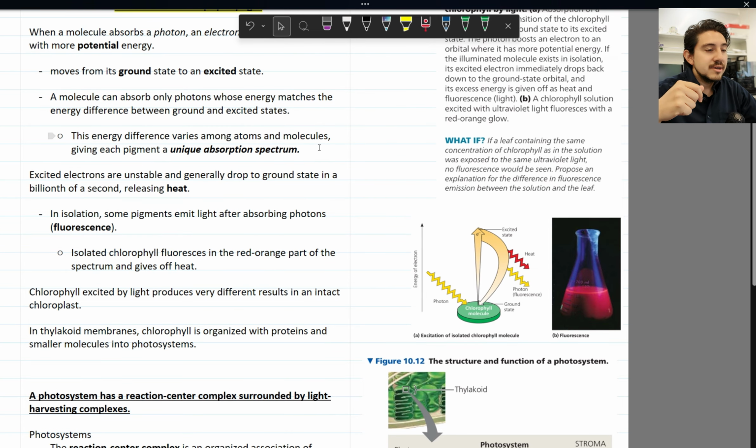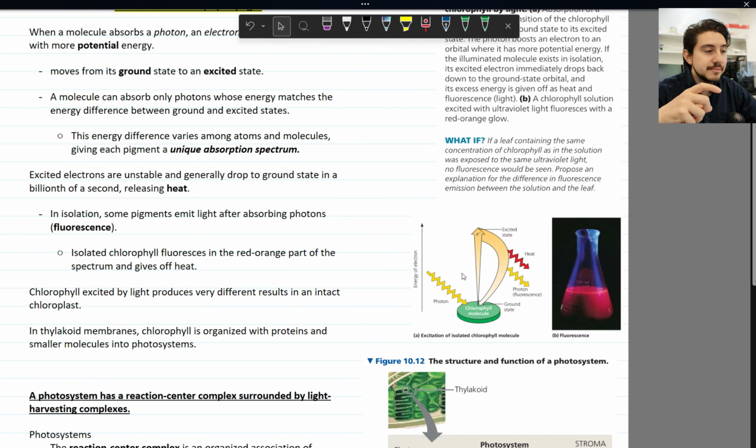If you have a photon coming in, electromagnetic radiation, and just to give you this little picture here, you have the ground state of a molecule, chlorophyll here, and you have an electron at this particular energy level. This is the quantized amount of energy from here to here. If a photon has that same amount of energy, then that electron is excited and moves to the excited state.